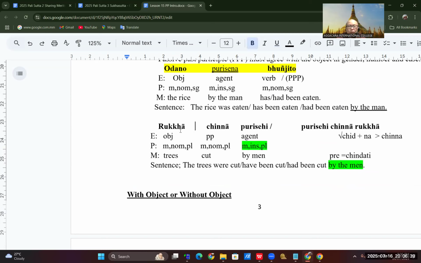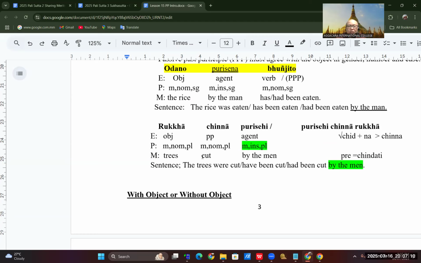So next example. Rukkha, trees, chinna, cut, purisehi, or purisebhi. So the agent is by the man, right? So the chinna is a PP here, past participle. It follows the rukkha, the object. So it's in the nominative plural.